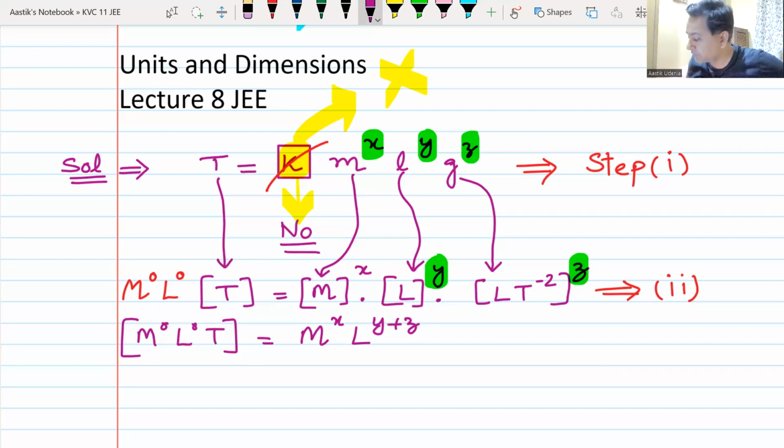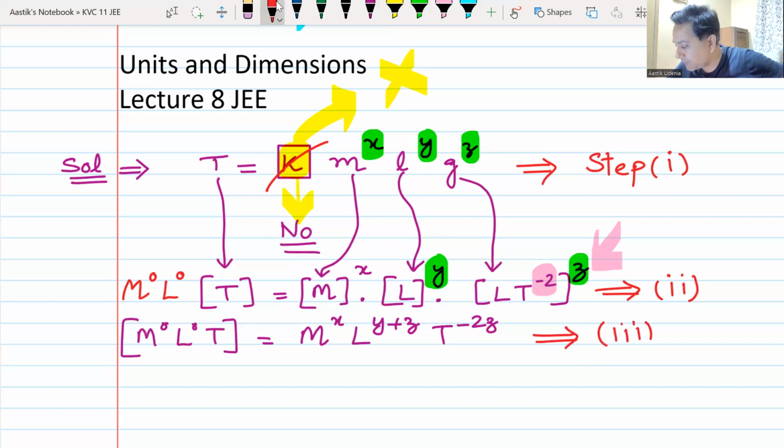Sir. That's it. Time also remains. So t raised to the power, remember here, there is minus 2 and also z. So it will become minus 2z. Anyone has any problem with this step? This is my step number 3.